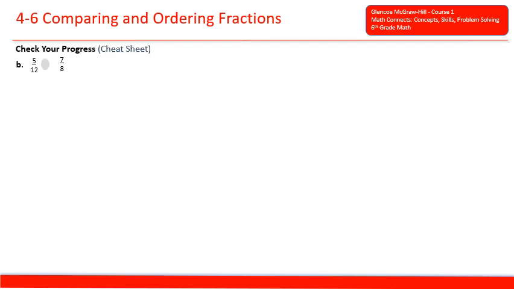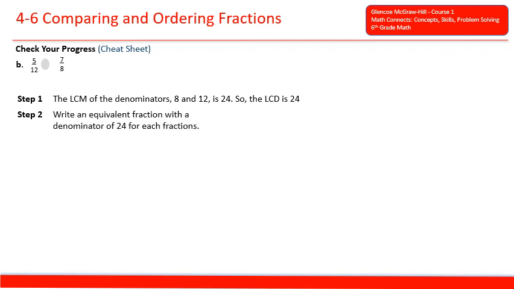Check your progress. 5/12 and 7/8. Step 1, the least common multiple of the denominators 8 and 12 is 24. So the LCD is 24. We're going to write an equivalent fraction with denominator of 24 for each fraction. So 12 will go into 24 twice. So 12 times 2 is 24. 5 times 2 is 10.